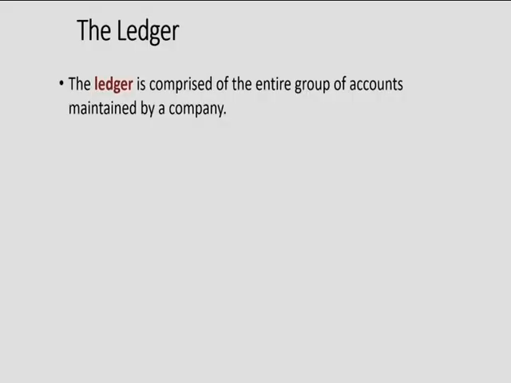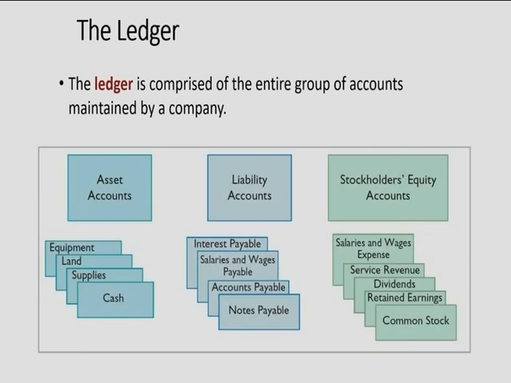Now what is a ledger? The ledger is comprised of the entire group of accounts maintained by the company. So the ledger is made up of the entire group of accounts that is maintained or recorded by a company. For example, in companies we have assets, liabilities, and shareholders' equity or capital. Under assets we have equipment ledger, land ledger, supply ledger, cash ledger. Under liability accounts we will have interest payable ledger, salaries and wages payable ledger, accounts payable ledger, and notes payable ledger.